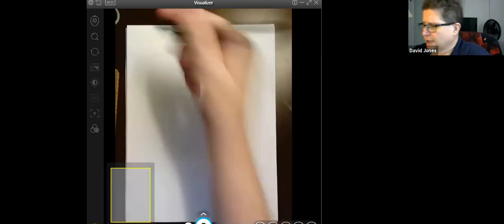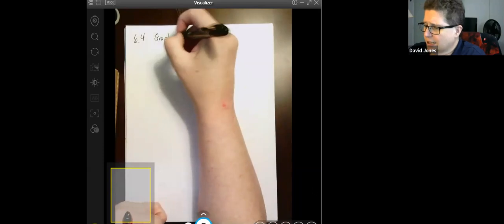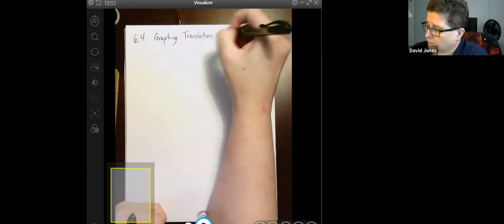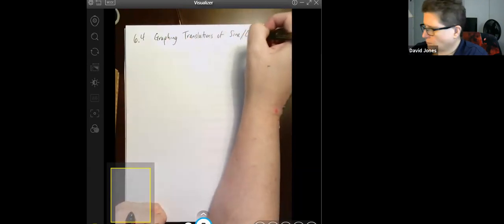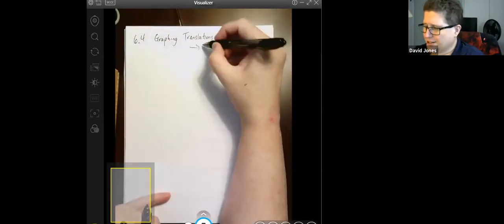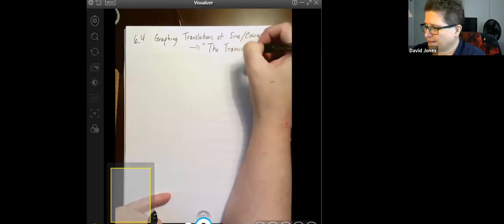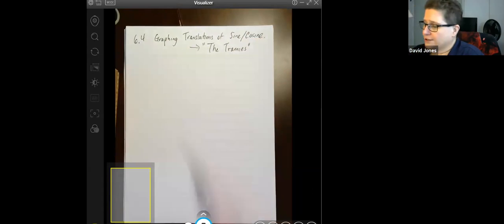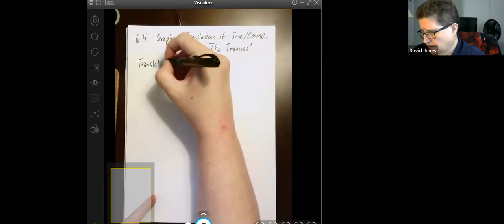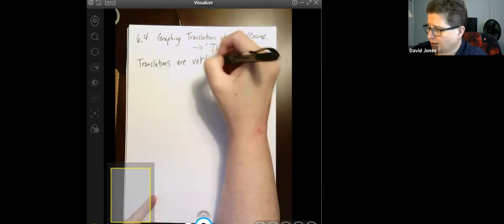So 6.4 is on graphing translations of sine and cosine. Some of us like to call these the trannies. Shifting them left and right, up and down. So translations are vertical or horizontal movements of the base graph.